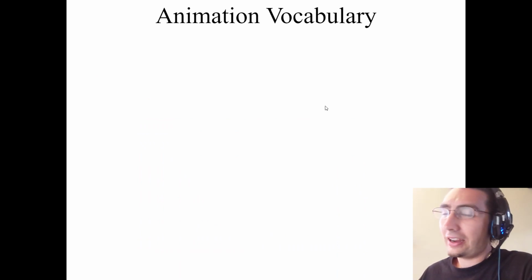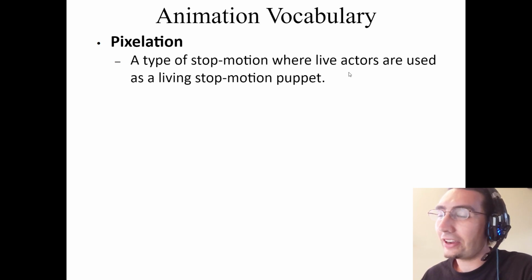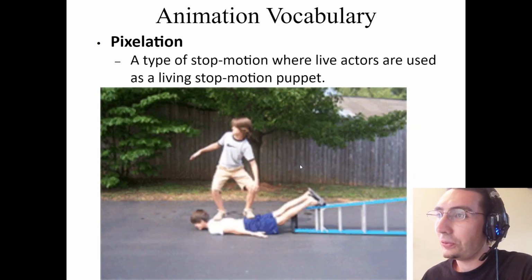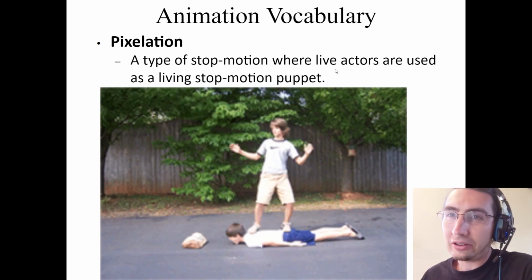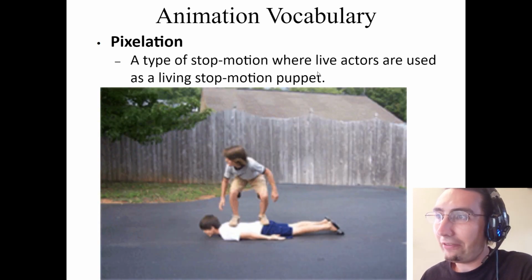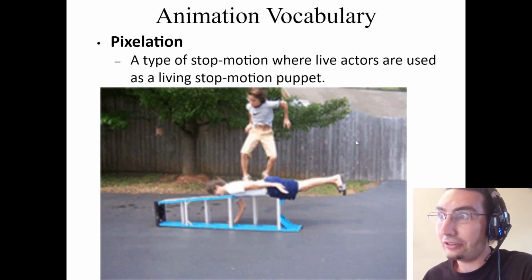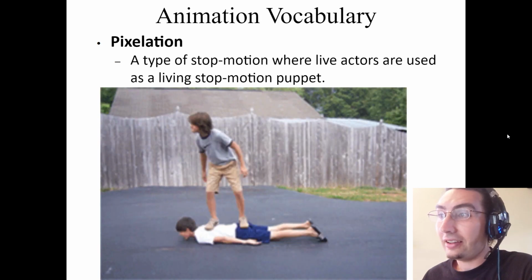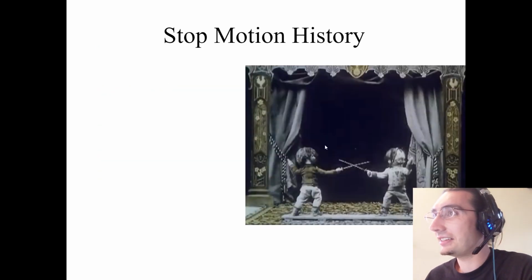Let's talk about more animation vocabulary here. Pixelation is another type of stop motion. It's a type where live actors are used. So, like these guys here did some great ones. Instead of using puppets or clay or anything, they use live people, and they just position themselves slightly differently, so it looks like they can do some pretty unreal things, like using a person as a skateboard.